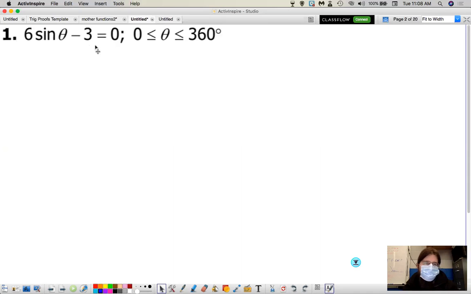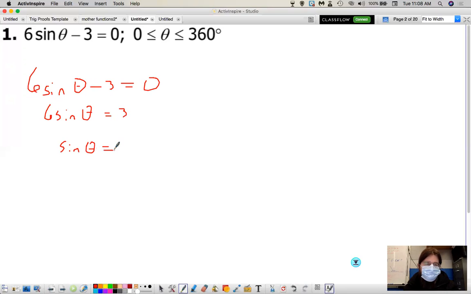6 sine theta minus 3 equals 0, given the interval 0 to 360. That tells me two things. First, we're looking at degrees. Second, we're looking at the whole unit circle. So 6 sine theta minus 3 equals 0. Get that sine theta by itself. 6 sine of theta is equal to 3. Sine of theta is a half. 3 over 6 is a half.